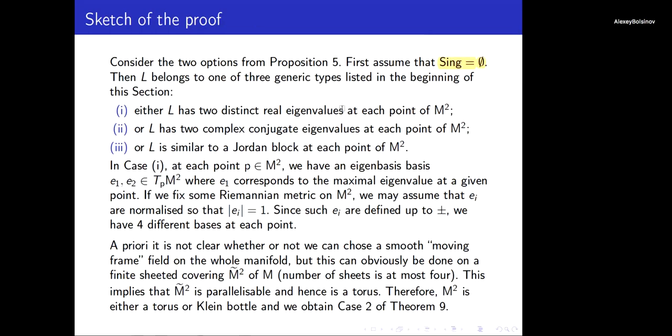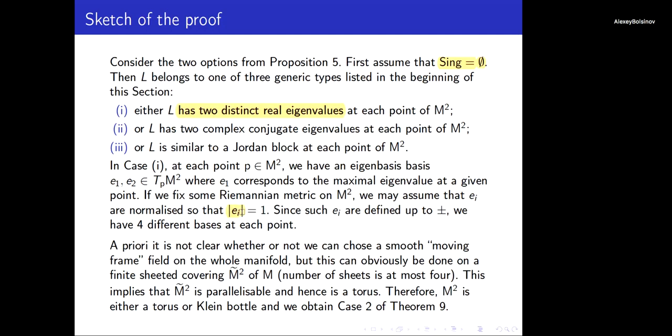L either has two distinct real eigenvalues or two complex conjugate eigenvalues, or L is similar to the Jordan block. If L has two distinct real eigenvalues, in this situation, what can we say about the topology of my manifold M? At each point, I will have two eigenvectors, but they are not defined uniquely. They are defined up to proportionality. It means that I will have just a line, which is called a directional field. By using a Riemannian metric, I can normalize this vector E1 to be equal to 1. But still, there will be some problem. It will be defined up to plus minus.